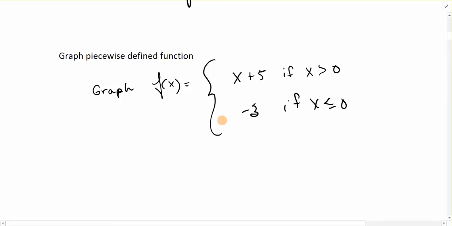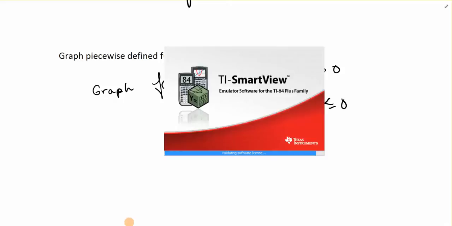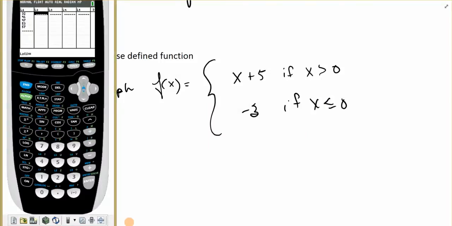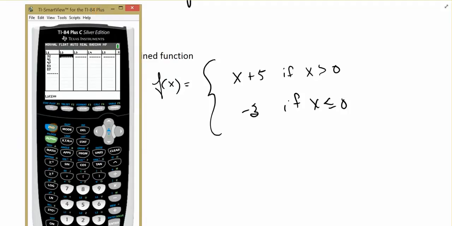We need to see that on the calculator, all right? So I'm going to put my calculator up here and we'll do it together. So you've got your calculator and I'm going to have mine. Okay, so we'll clear and I'll go to y equals and clear out anything that is there.